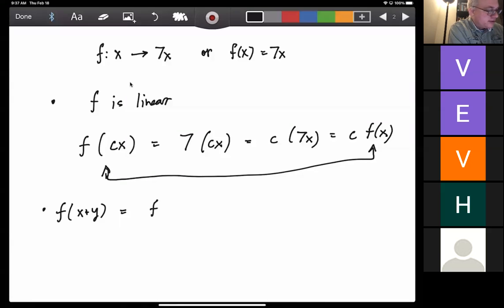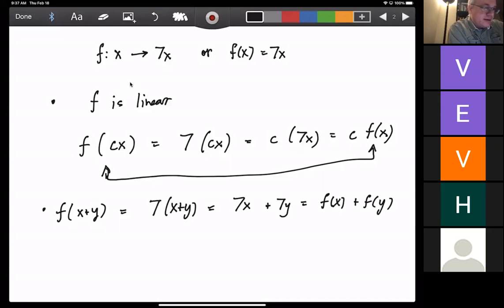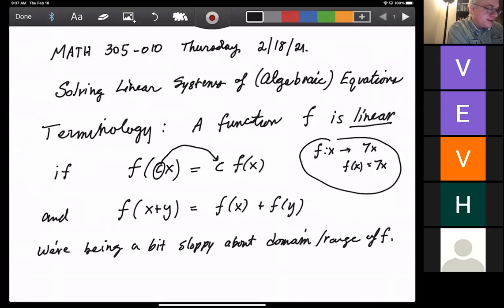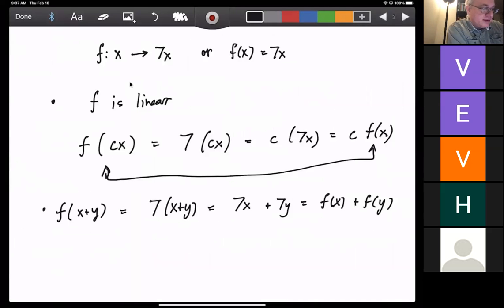So let's see what happens if we take the function applied to the sum of two things in its domain. That's 7 times x plus y. We can multiply out, and that's f of x plus f of y. Right, so the two properties we said we wanted are satisfied here by this function, so it's a linear function.